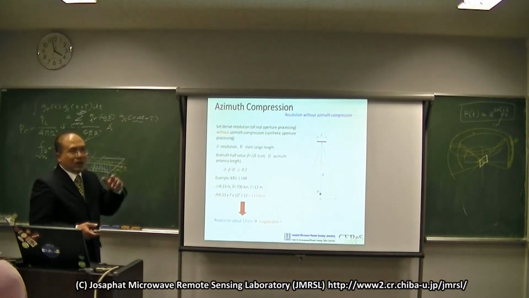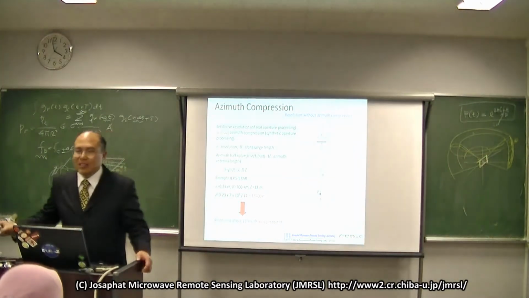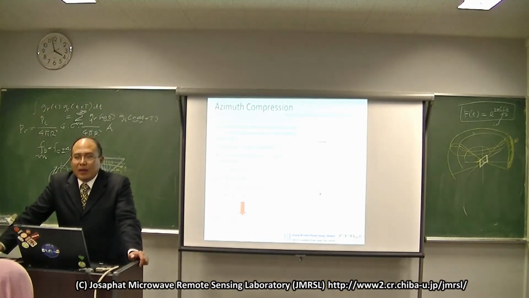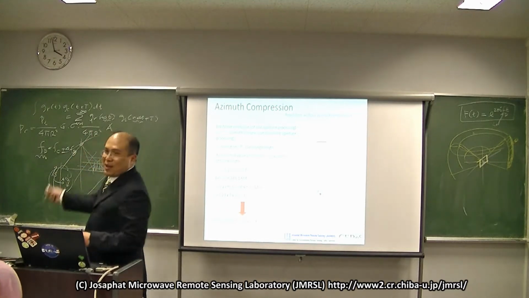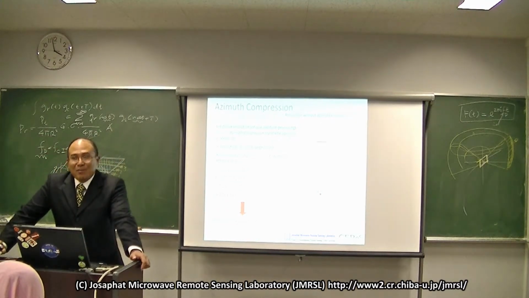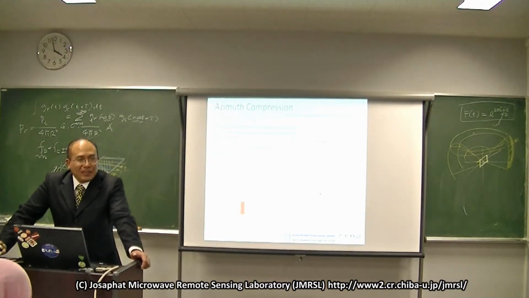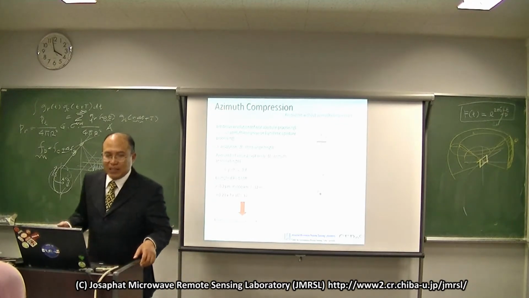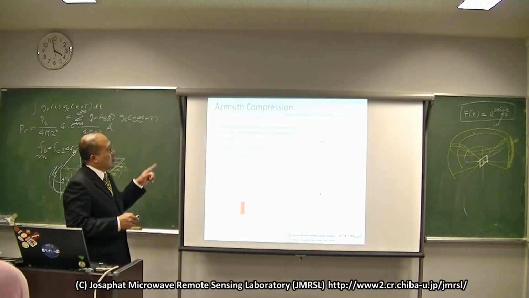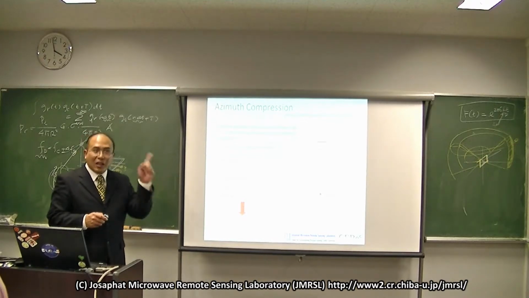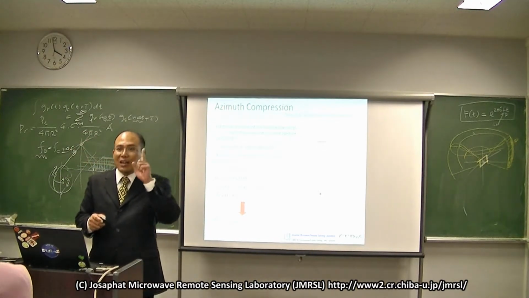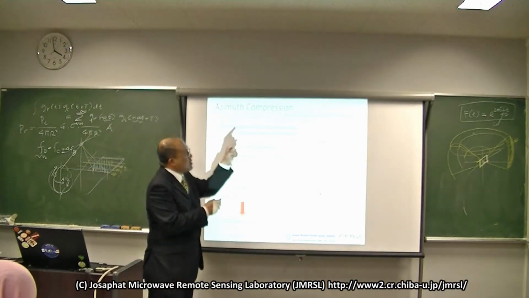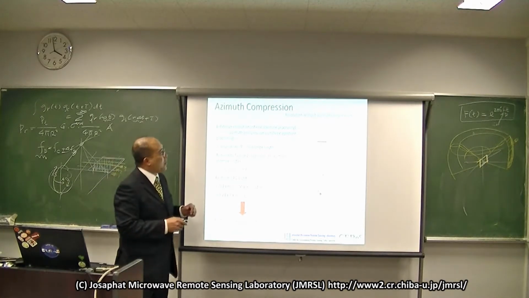Okay, next. Do you have any questions before I continue to the azimuth compression? Okay, I'll continue. I still have many slides. This is for the azimuth compression. Range compression first, then azimuth compression, which is the final one. Now let's consider without the azimuth compression.